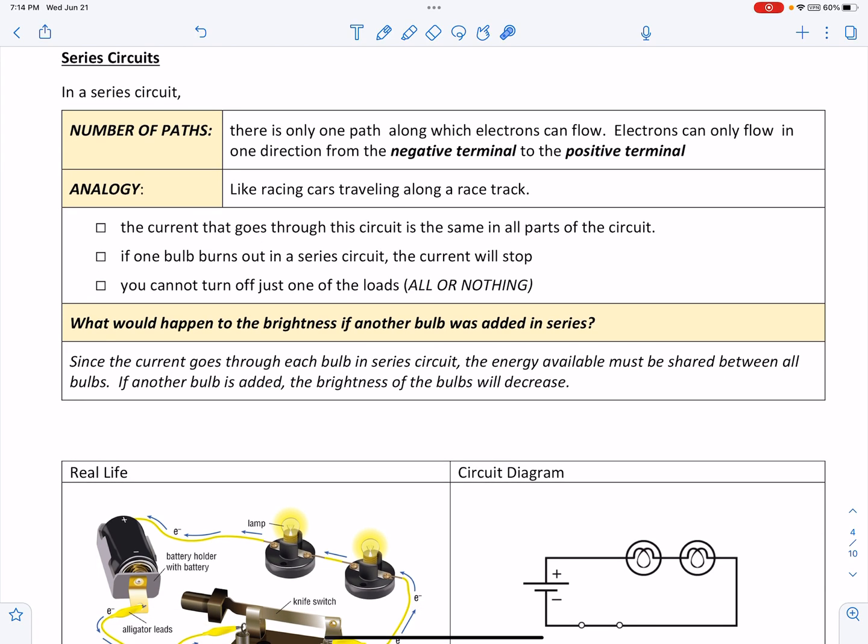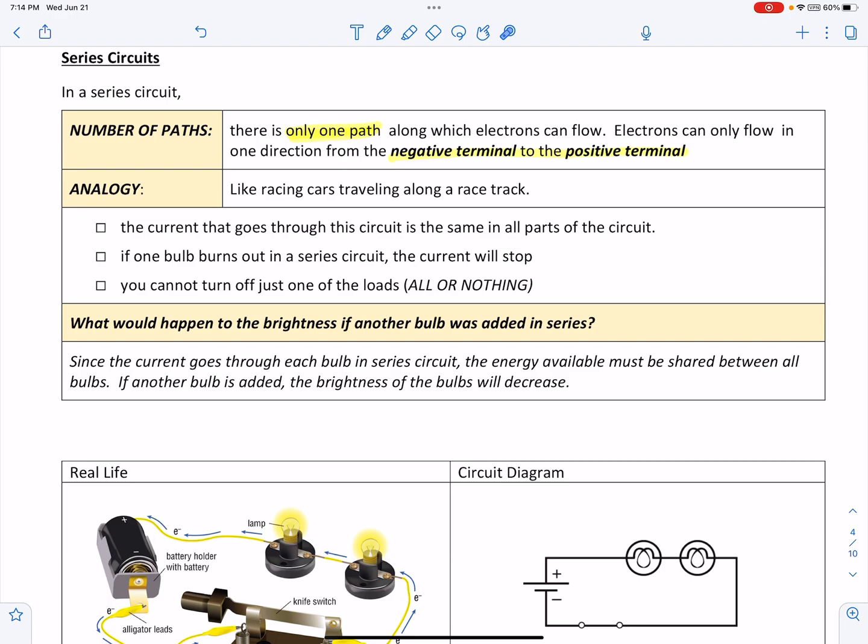Let's look at series circuits first. In a series circuit, there is only one path along which electrons can flow. Electrons can easily flow from the negative terminal to the positive terminal. An analogy would be race cars traveling around a single loop track. They only have one path to follow, and they continually travel around that one path.